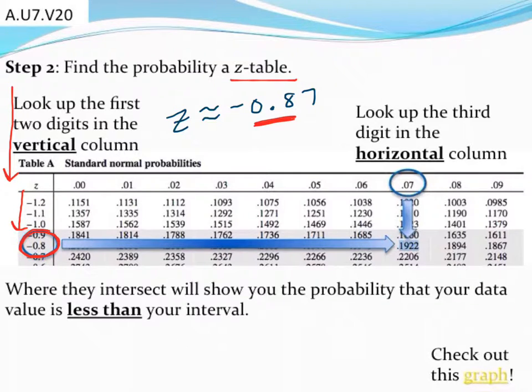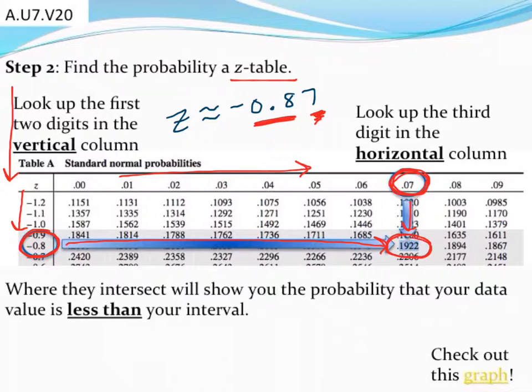So that's part one. Next, you'll take your second decimal place, the third digit, and look across the horizontal row. That's why we want two decimal places. That second decimal, or third digit, was 7, or they label it as 0.07 because it's the second decimal place. Where those two values intersect, you'll see this number.